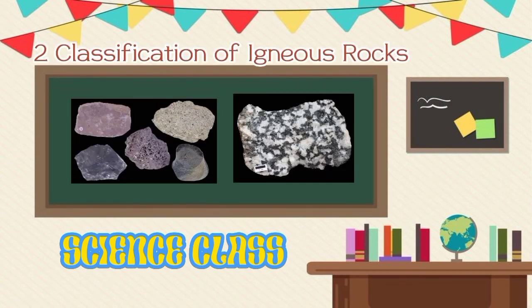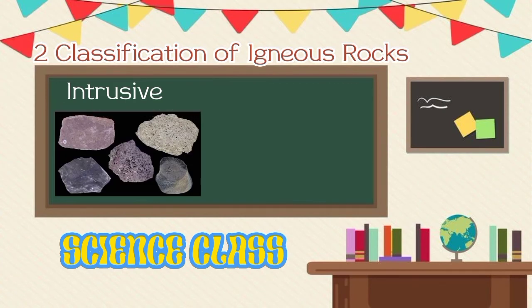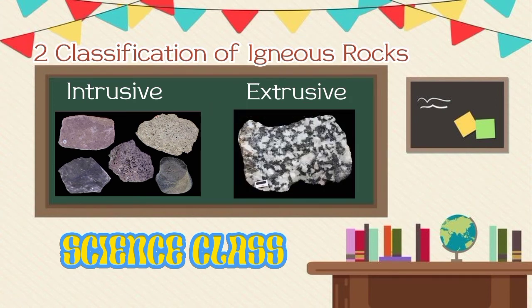And we have two classifications of igneous rocks based on their textures. First is intrusive or plutonic rocks that form slowly. Cooled magma has time to form large mineral crystals that are visible without the aid of a magnifying lens. The second one is extrusive or volcanic rocks. It is formed rapidly. Cooled magma usually exhibits an aphanitic texture. Rocks cannot be distinguished without the use of a magnifying lens.